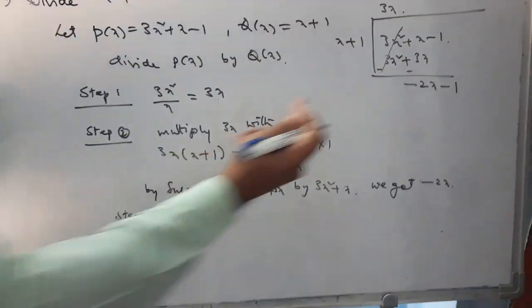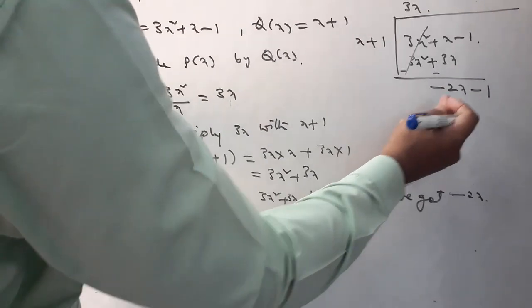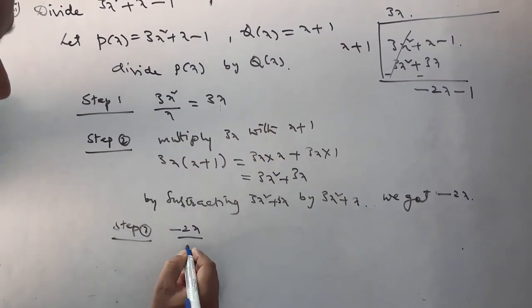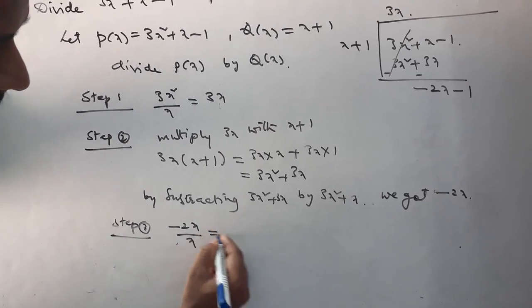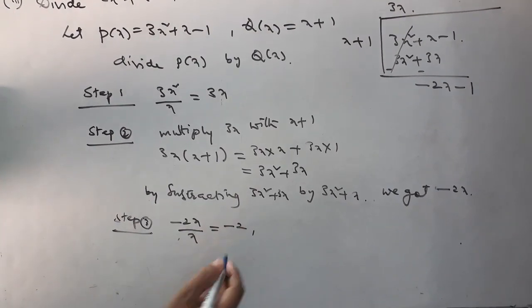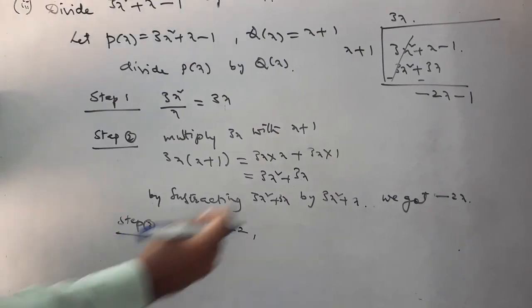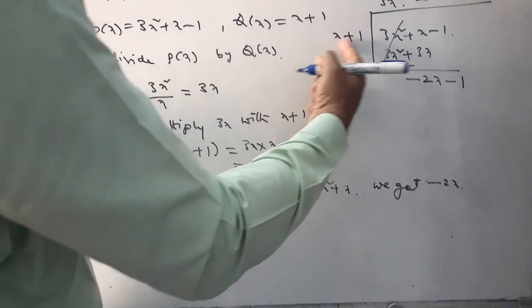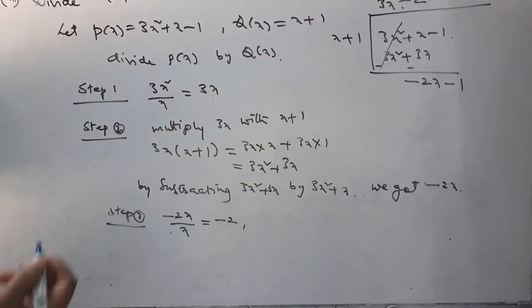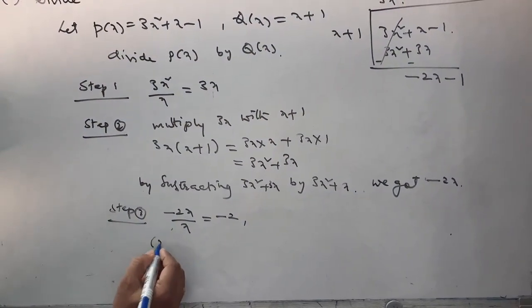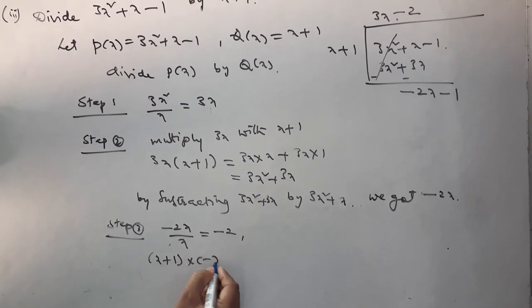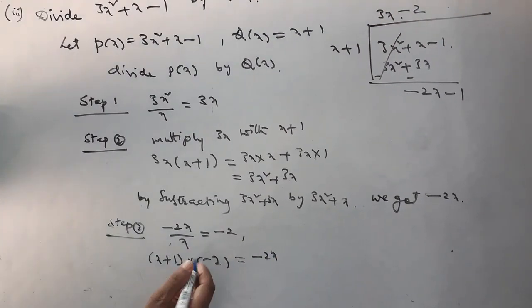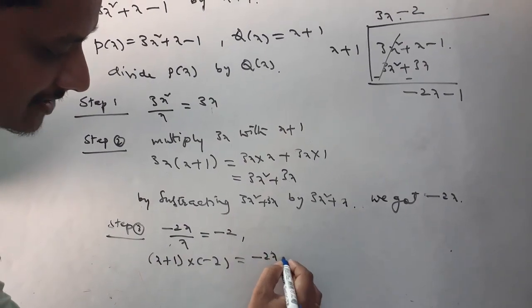Step 3: again we have to divide minus 2x by x. Minus 2x by x is equal to minus 2. We write this in the quotient, so we get minus 2 here. Again we have to multiply x plus 1 into minus 2. We get minus 2 into x, minus 2x, and minus 2 into 1, minus 2.